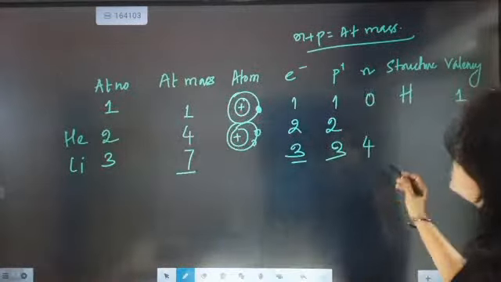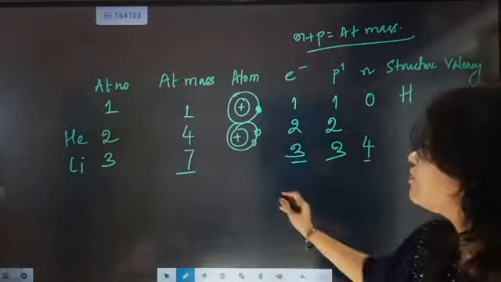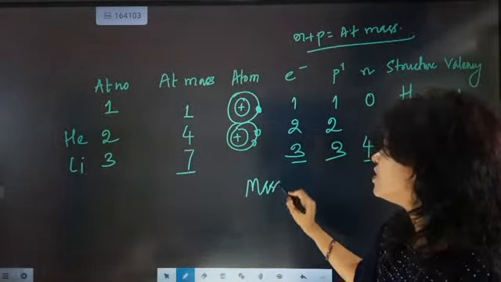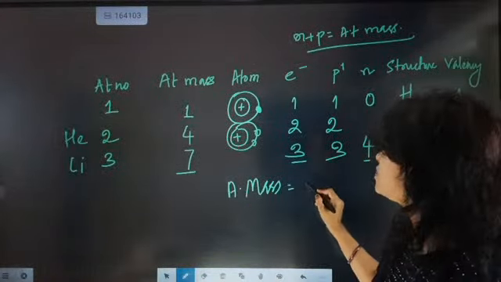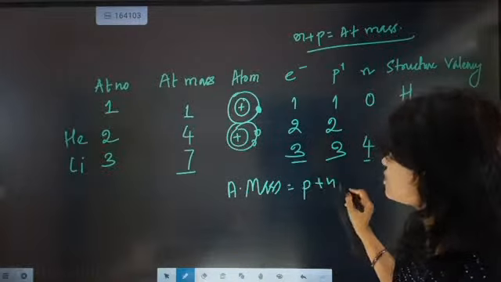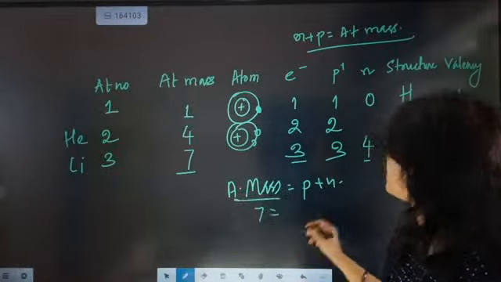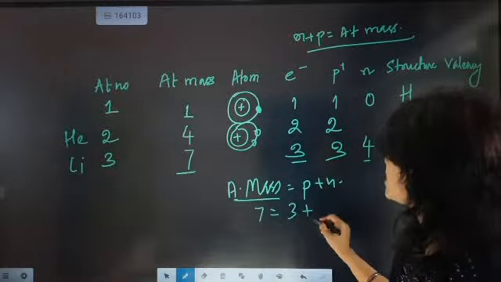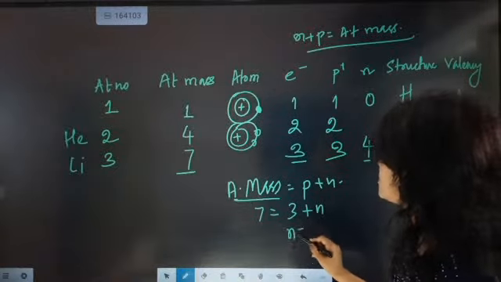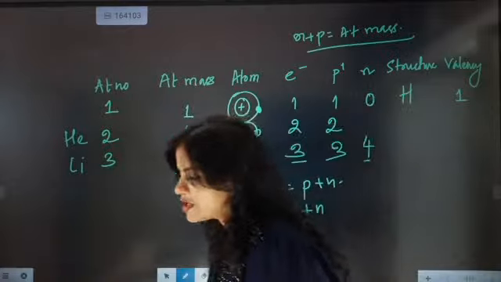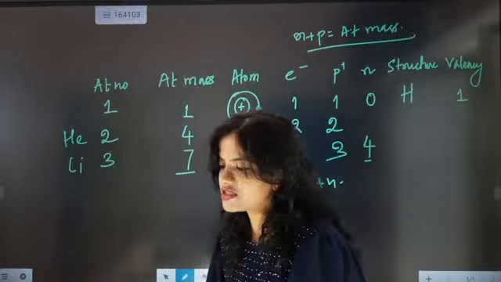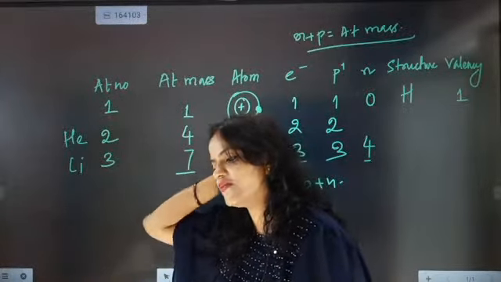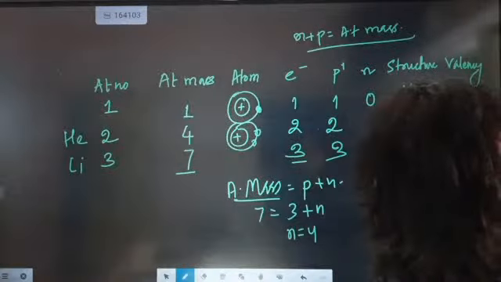So proton number is 3 and atomic mass is 7. So what will be the number of neutron? Atomic mass is equal to number of proton plus neutron. So atomic mass is given 7. So proton is given as 3. Neutron we don't know. So neutron is coming as 4. So lithium 7. Atomic mass is exactly coming as 7.